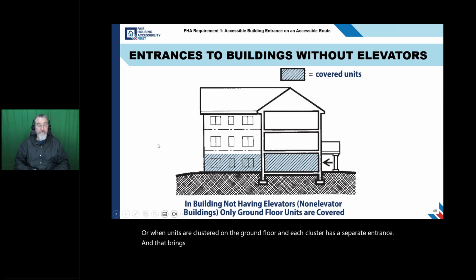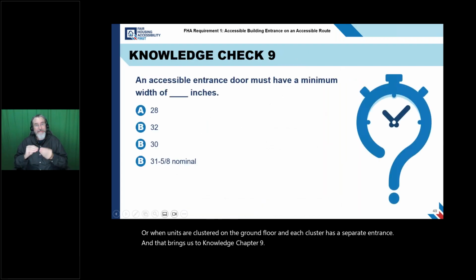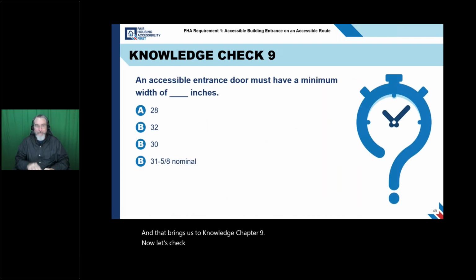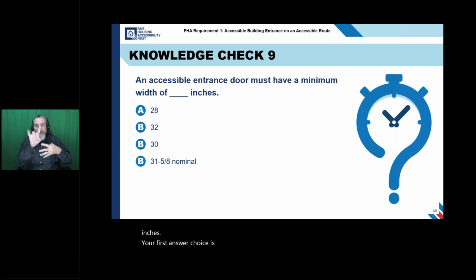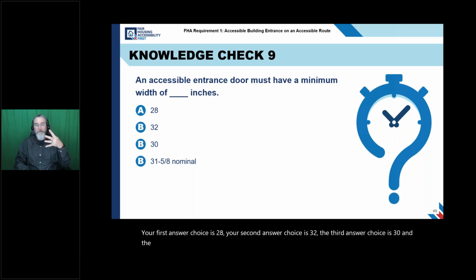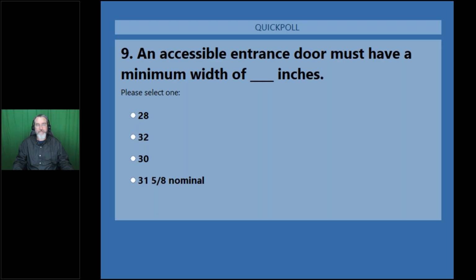And that brings us to knowledge check 9. Knowledge check 9 reads, an accessible entrance door must have a minimum width of blank inches. Your first answer choice is 28. Your second answer choice is 32. The third answer choice is 30. And the fourth answer choice is 31 5/8 nominal. And I'm going to launch this poll so that you can select your correct answer and submit it.